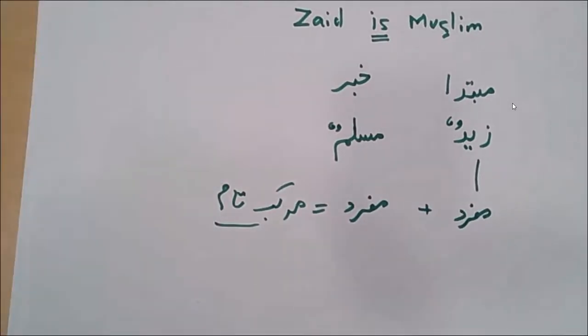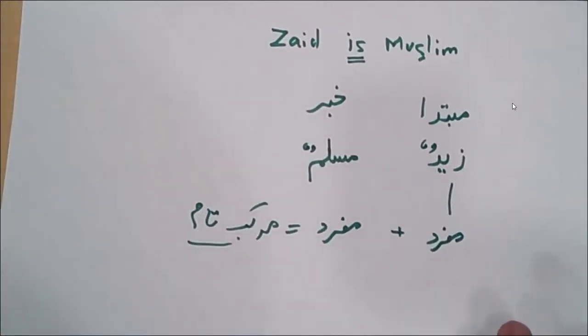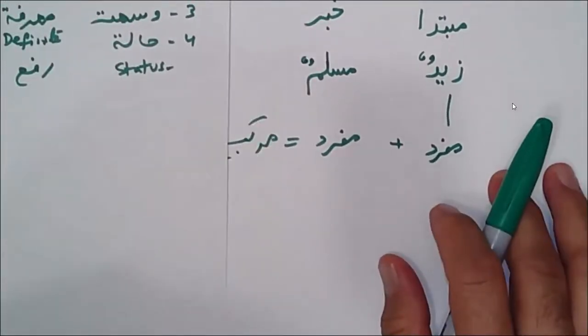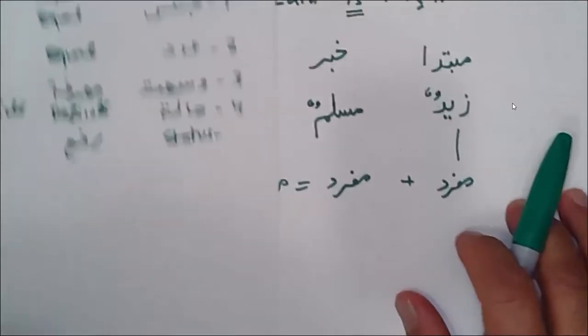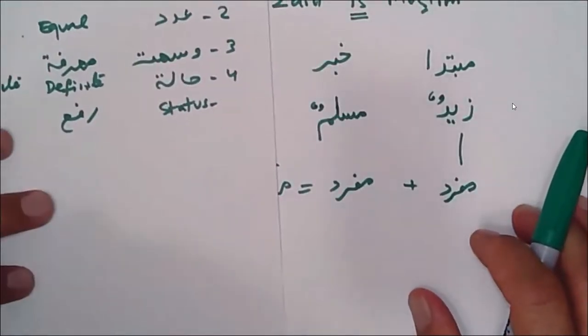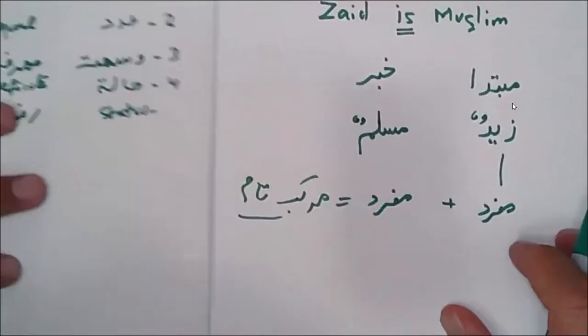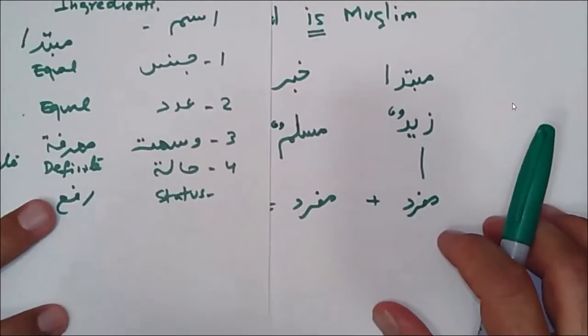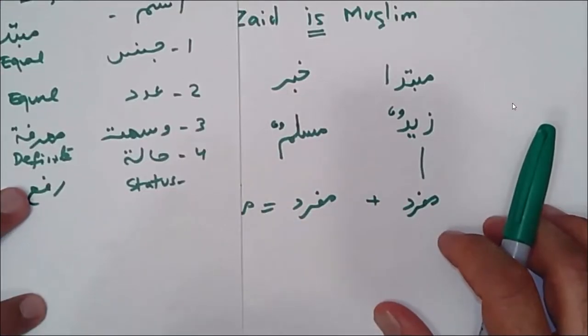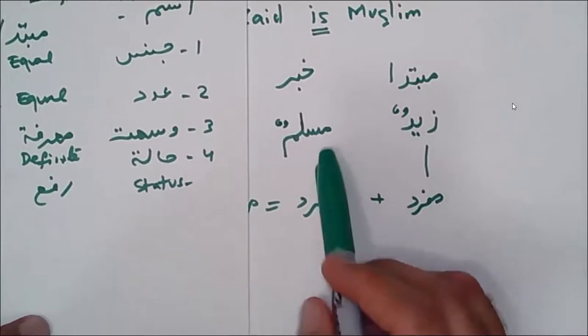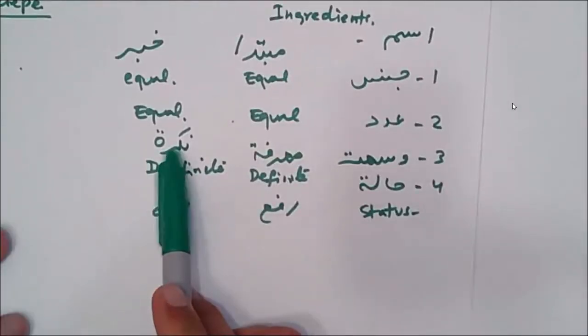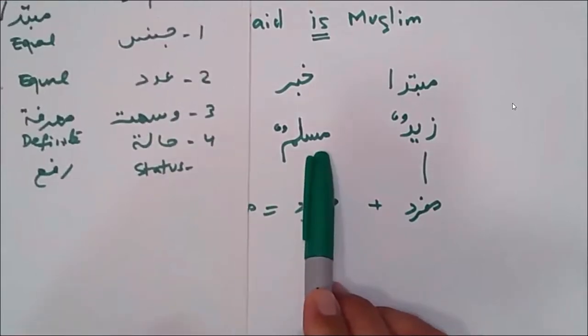So Zaid is Muslim. Now let's look at a case where the hala is different. How is it different? Wusat is different. It's definite and indefinite. So Muslim should be indefinite. Oh, sorry, khabar should be nakara, right? So is Muslimun nakara or marifa?